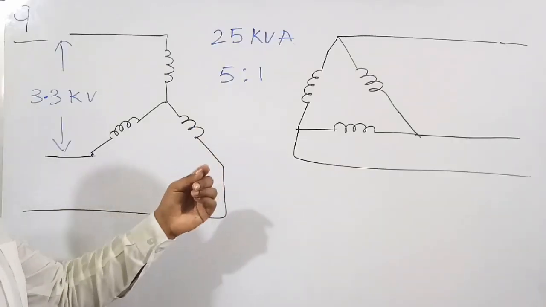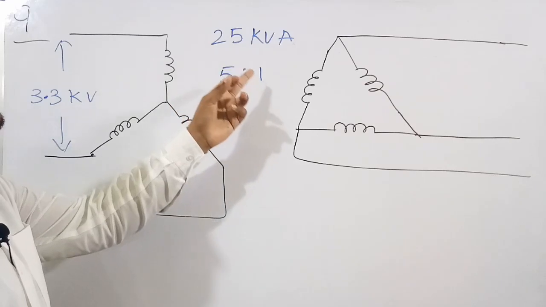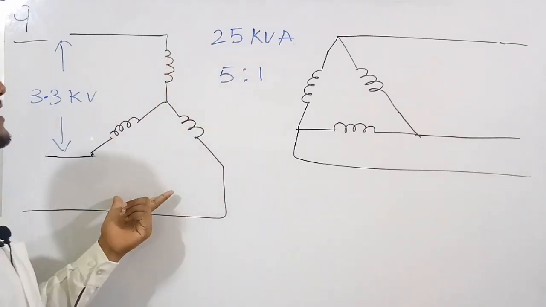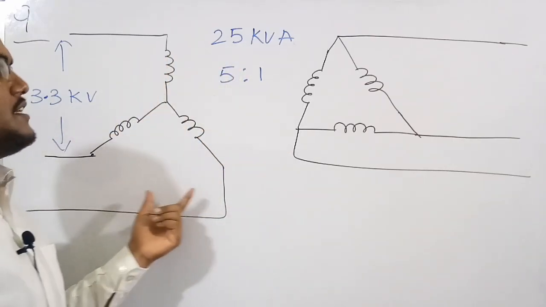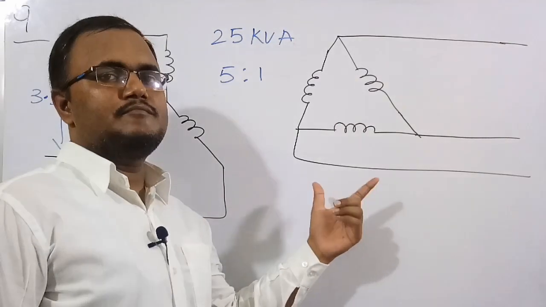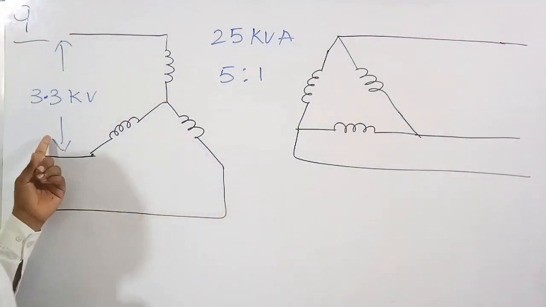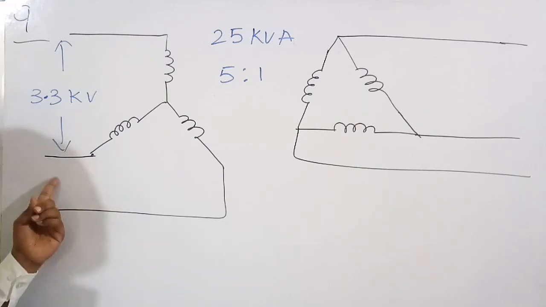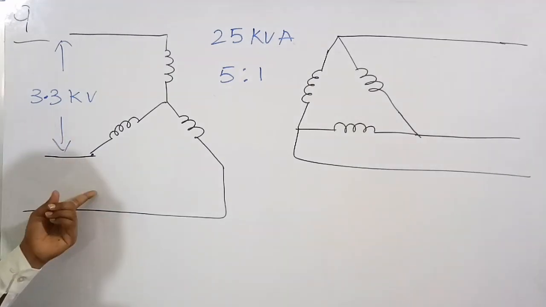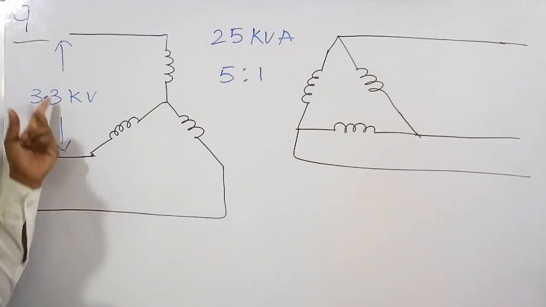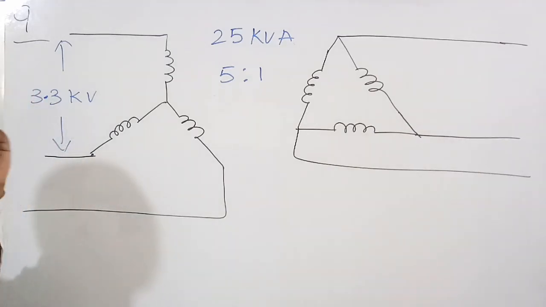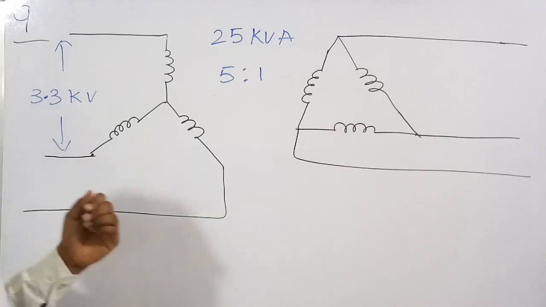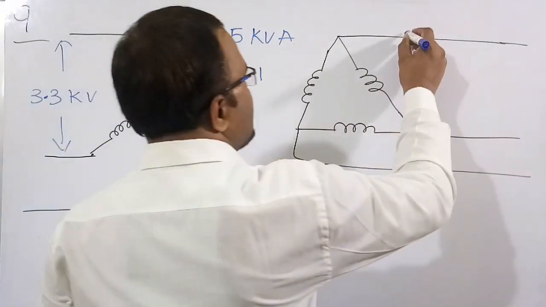So I have drawn the question again. This 3-phase transformer, the primary side is connected in a star connection and the secondary side is connected in a delta connection. Here they have given the voltage. Always the voltage indicates the line voltage. So for the star connection the line voltage is 3.3 kV, and these are also RMS values. Now they are asking what is the line current.